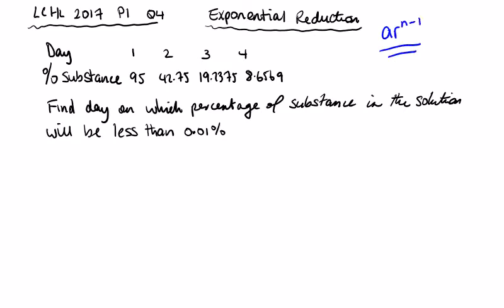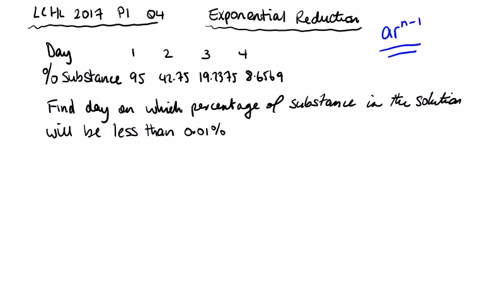An experiment measures the percentage of the substance remaining in the solution. The percentage is measured at the same time every day. The data collected over the first 4 days are given in the table below. Based on the data in the table, estimate which is the first day on which the percentage of the substance in the solution will be less than 0.01%.